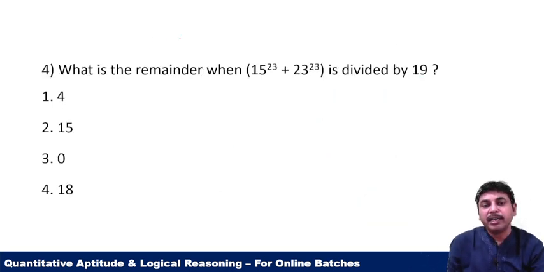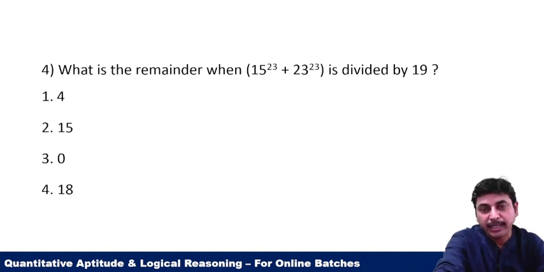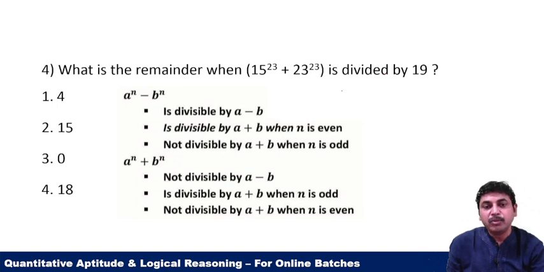Now what is the remainder when 15 raised to 23 plus 23 raised to 23 is divided by 19? Keep note of these rules, which are very important, my dear friends. If you go for a raised to n plus b raised to n, always remember, a raised to n plus b raised to n is always divisible by a plus b when n is odd. Now look at this, 23 is an odd number.